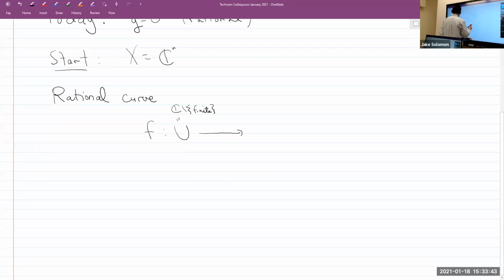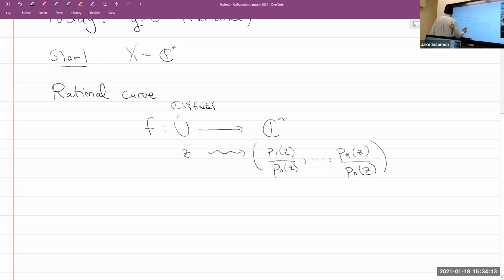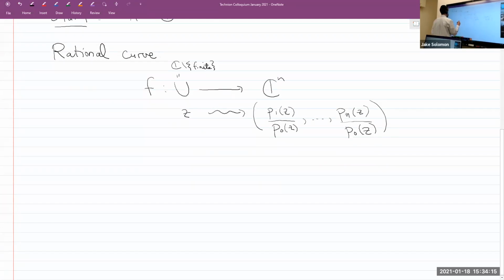To C^n, which is going to be given by a bunch of polynomials, so rational functions. So we'll have P1(z) over P0(z), up to Pn(z) over P0(z). And so this is the definition of a rational curve.